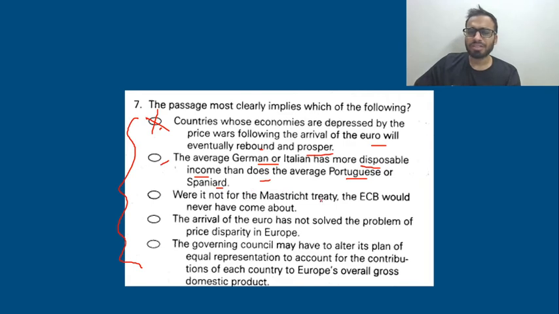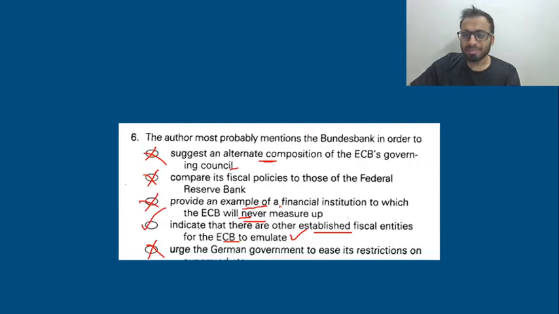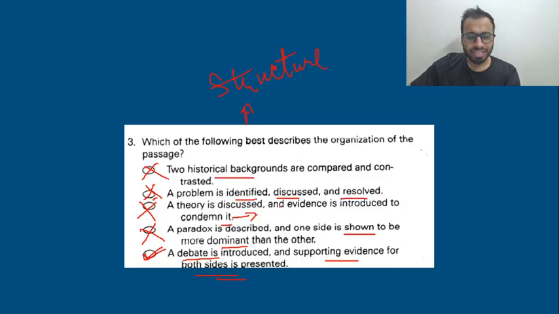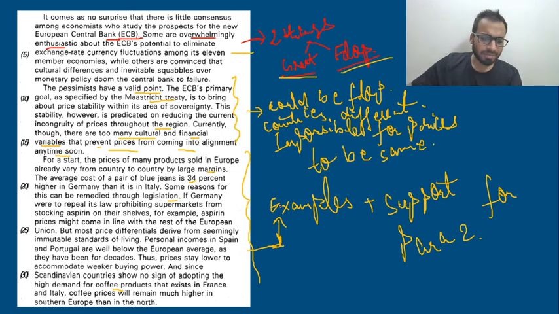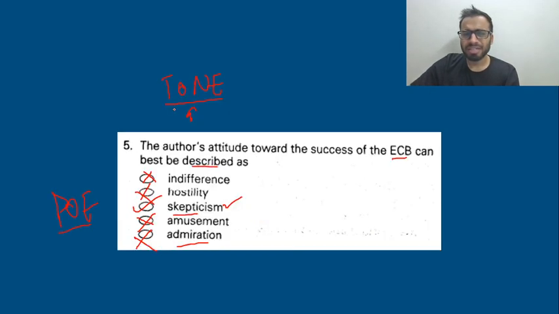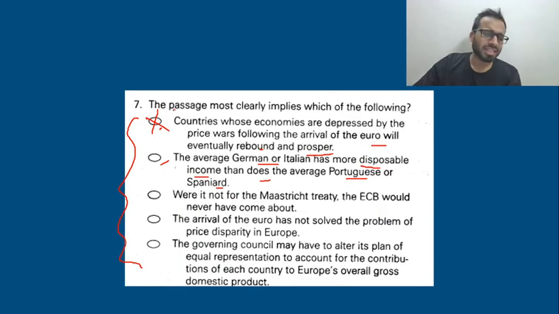C. Were it not for the Maastricht Treaty, the ECB would never have come about. Now, I remember something about the Maastricht Treaty. The ECB's primary goal, as specified by the Maastricht Treaty, is to bring about price stability within its area of sovereignty. But is there a cause-effect relationship that it would not have come about without the Maastricht Treaty? Nothing of that sort is mentioned. So I can eliminate C.